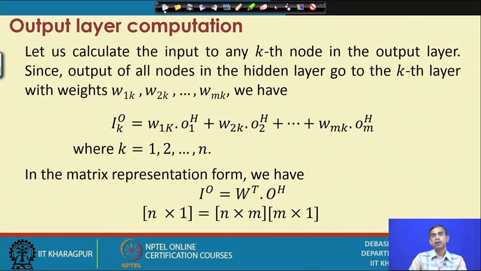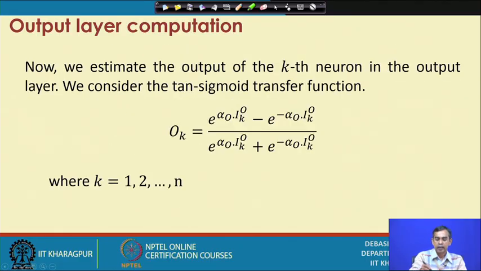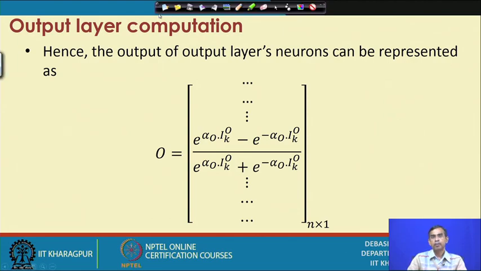Now we will discuss the output of the output layer. Similarly to the way we calculated the output of the input layer and hidden layer, we can express the output of the output layer. We have already mentioned that the transfer function used in the output layer is a tan sigmoid transfer function, which takes this form. This is the output of any kth neuron in the output layer, and there are n neurons in the output layer, so k varies from 1 to n. This expression is for a particular perceptron. For the entire network at the output side, it can also be expressed using the matrix representation.